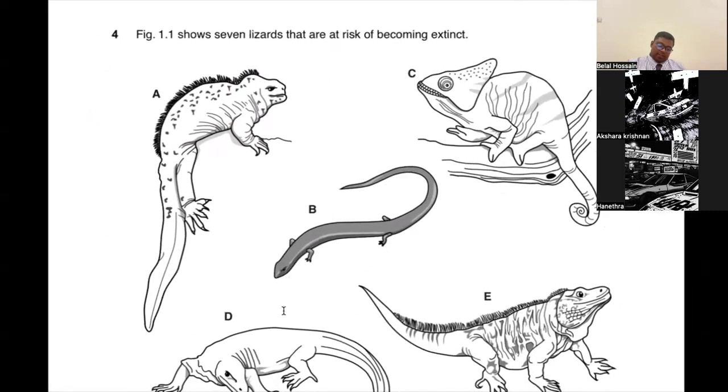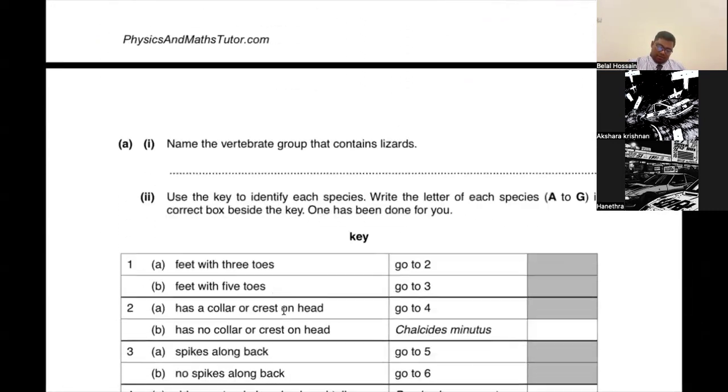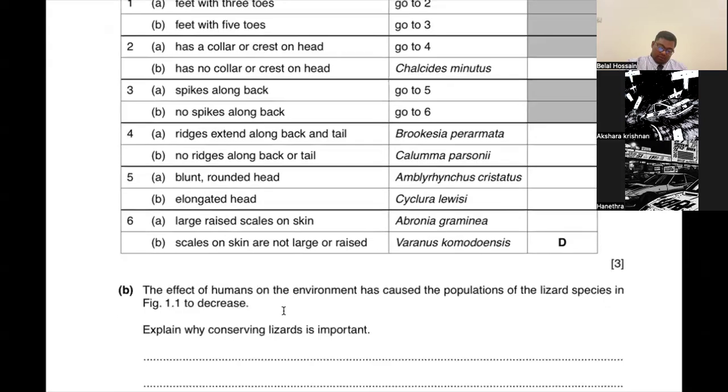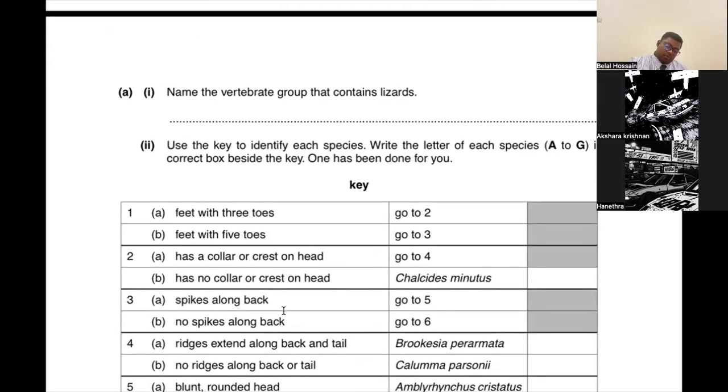Here is another dichotomous key. Now you guys are really good with that. Name the vertebrate group that contains a lizard. Can you try? Harshvita, give the answer.